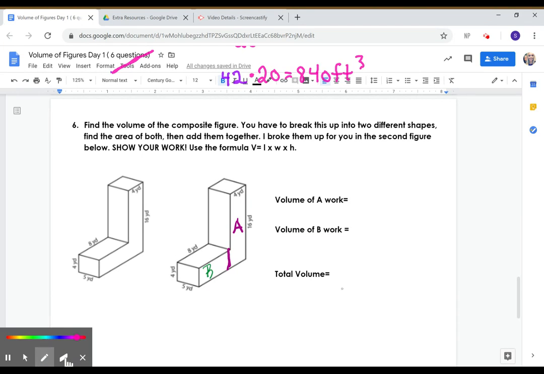So I already have these broken up for you, but remember, as the week goes on, I'm not going to break those up for you. You will have to do those by yourself. So let's focus on A first. So I know I'm going to use the formula length times width times height. So if I look at this, I have 16 as one of my pieces. I know this piece is 4, so I know this piece is also 4, so I'm going to use that.